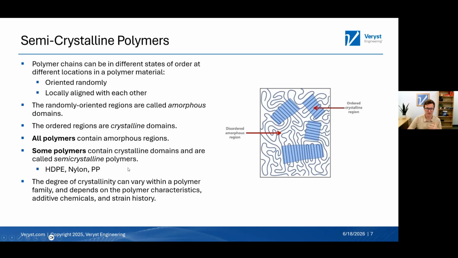You can go from even just having a few percent crystallinity all the way up to very, very high percentages of crystallinity. But the actual degree of crystallinity within even a family of materials can vary quite a bit because it depends on the polymer chain chemistry, any additives that you put in, as well as the strain history. So if you stretch most polymer materials, if you go far enough, you can actually trigger crystallization because you're aligning the polymer chains. So within all these different material families, the degree of crystallinity can vary pretty substantially.